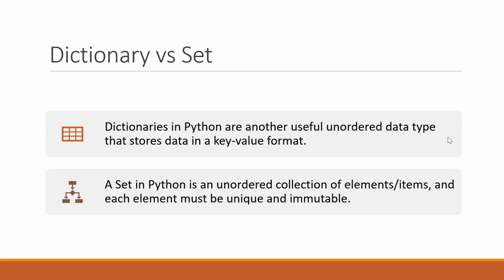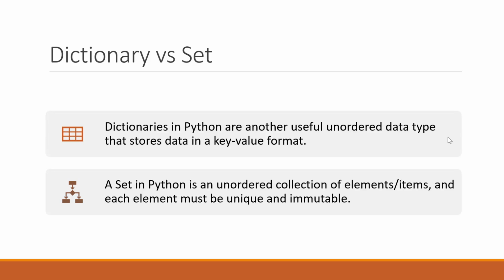So if I talk about dictionary, a dictionary in Python is an unordered data type that stores data in a key value format. Now we have discussed dictionaries in our previous tutorial in detail. After this, sets in Python are also unordered collection of elements where each element must be unique and immutable. Now if you guys remember, the keys in a dictionary are also immutable, and in the same way the elements of the set are immutable.